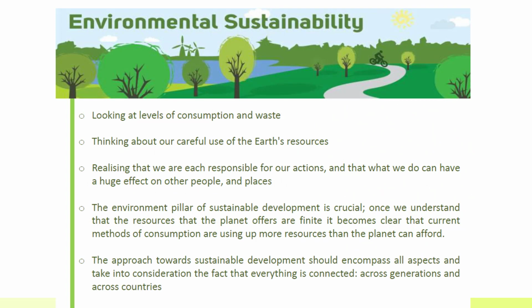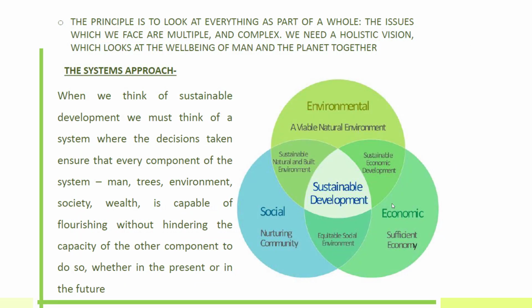So we need to look at levels of consumption and waste, think carefully about Earth's resources, realizing we're responsible for our actions and that what we do has an effect on other people and places. We need to consider sustainable development as an environmental pillar. And once we understand that resources are finite, it becomes clear that just mass consumption isn't going to work. And approaching sustainable development should encompass all aspects and take into consideration the fact that everything is connected, not just this year that I mentioned earlier, but across generations and across countries.